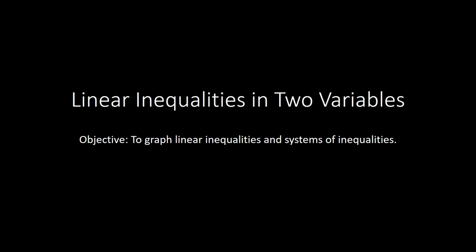In this lesson, you will learn to graph linear inequalities and systems of inequalities. Now, when you graph a linear inequality, you're going to graph the same way that you would an equation. The only difference is with the line, we're going to have either a dotted line or a solid line, and then we're also going to be shading in either above or below that line. So for example, here we have y is less than negative x plus 1.